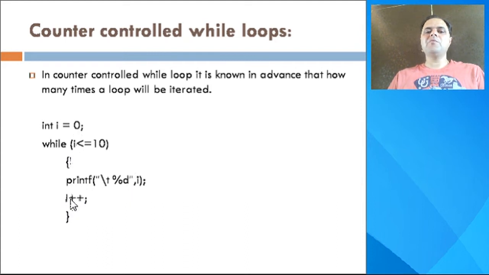So the value of I becomes 1. Again, 1 is less than or equal to 10, then this 1 gets printed. Then 2, and so on. And at last, when the value of I becomes 10, it's again true because 10 is less than or equal to 10. So the value 10 is printed.